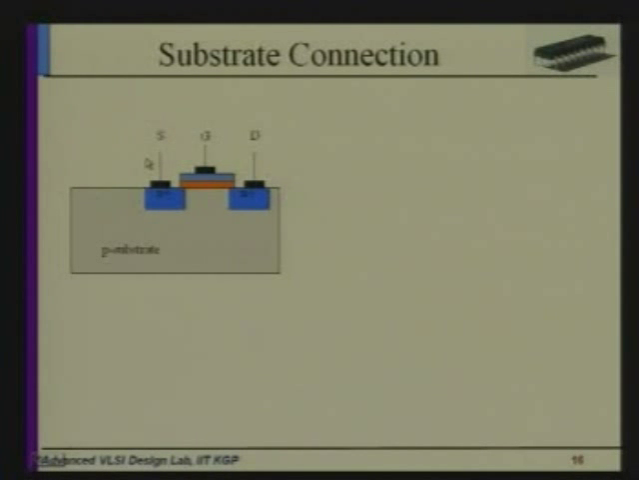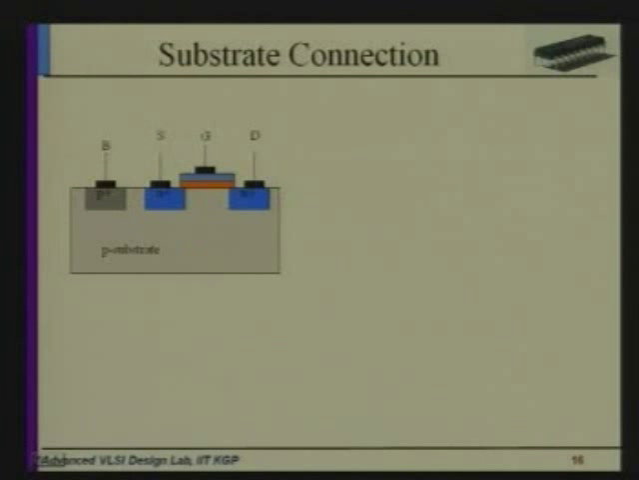Now, source, drain, and gate are shown, right? Now, how do we make the substrate connection, because MOS has 4 terminals? To make the substrate connection, we have to use P plus. We can't directly add metal here, because if we add metal here, that will act as a Schottky diode, not an ohmic contact.